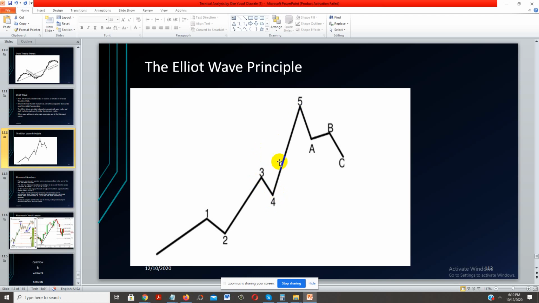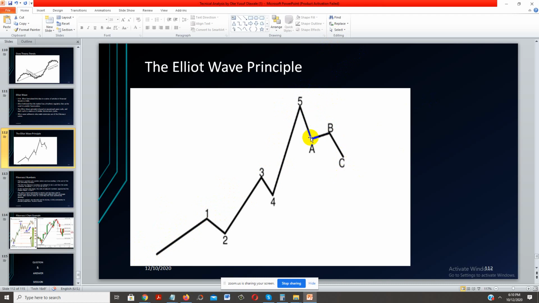Now wave 5 is actually the longest wave and usually comes very fast before an ABC correction. So the ABC correction is said to be at least 50% of this whole move. Do you understand? 50% of this whole move from wave 1. That is the ABC correction.